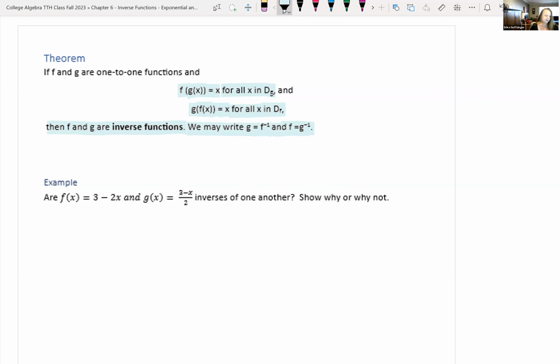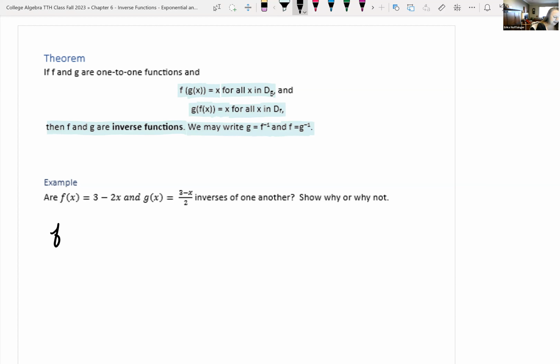So the example in front of us, we're given f of x, we're given g of x, and we want to know, are they inverses of one another? And we want to show why or why not. So we want to show, if we take the composition of these two functions, that we're going to get back x. That would show us that they are inverses of each other. We're given, in this case, f of x is equal to 3 minus 2x, and g of x is equal to 3 minus x, that quantity, 3 minus x, all over 2.